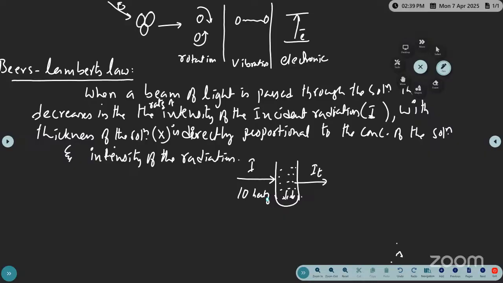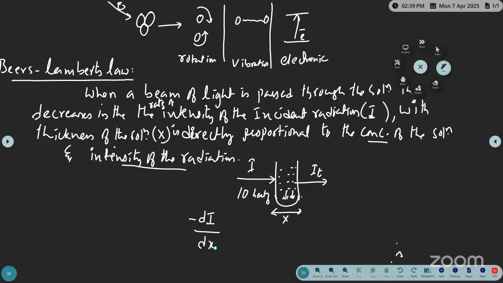So what does Beer-Lambert's law say? The decrease in the intensity of the radiation with the thickness of the medium. So this is what thickness. Okay, that is directly proportional to concentration. Mathematically, we can write it as minus dI by dx, the decrease in intensity of the radiation with the thickness of the medium, how much thickness? x.